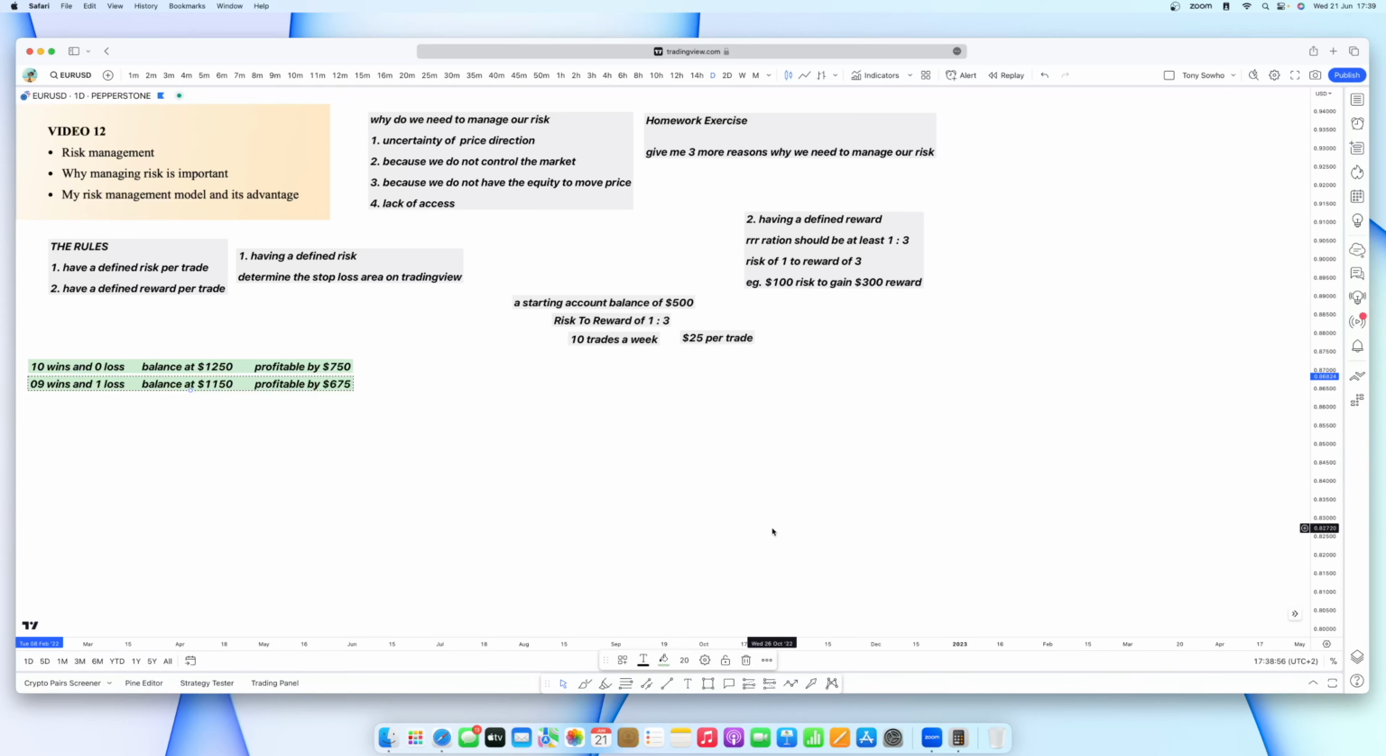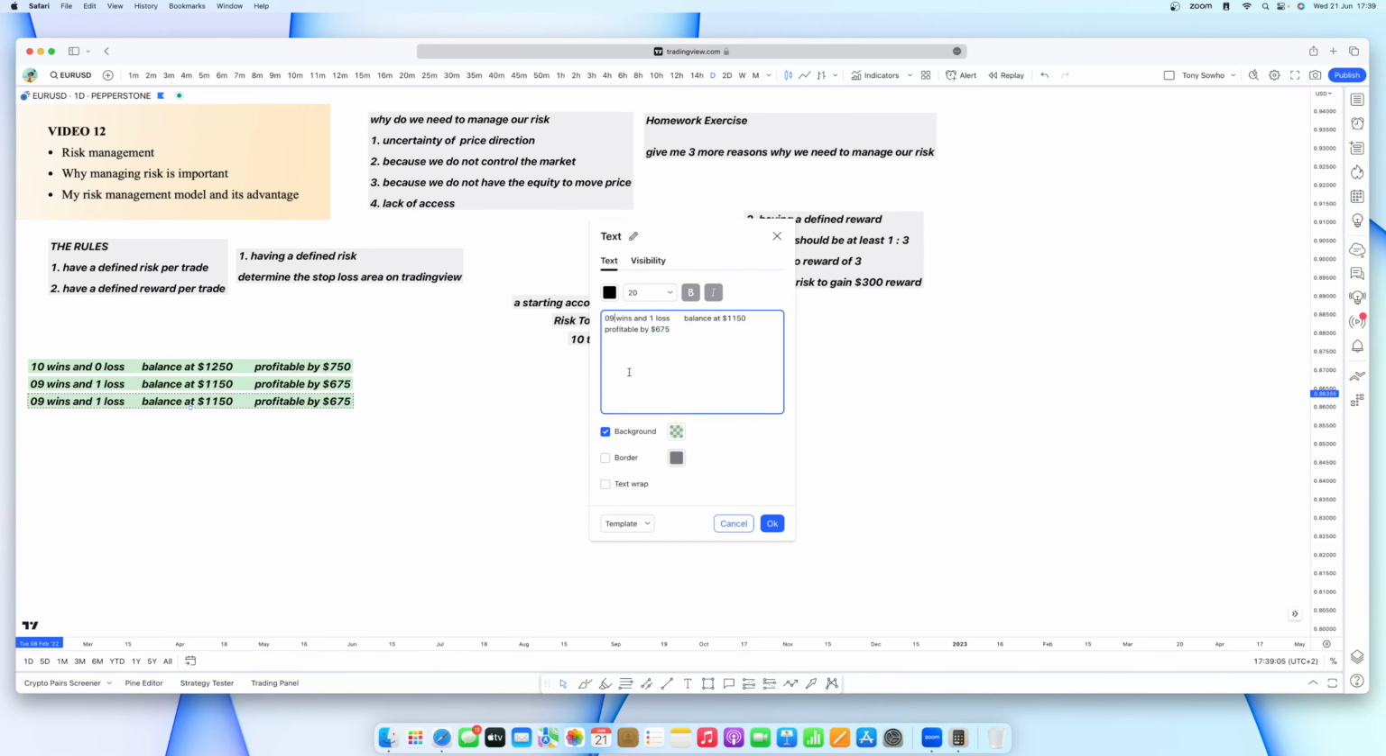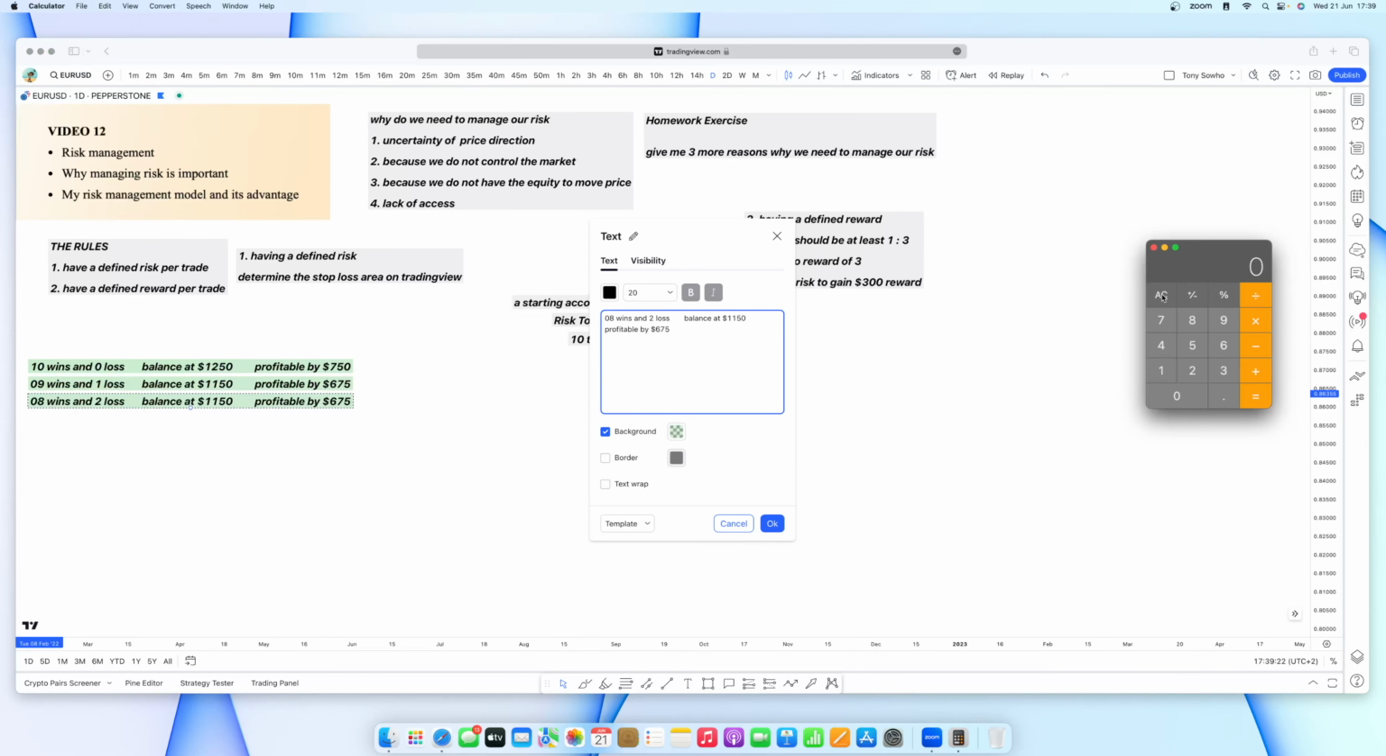Okay, now let's make it easier. Let's go again. Now we have the next one here. This is another scenario where you have 8 wins and 2 losses. So let's say at the end of the week, you couldn't get all the trades, you lost 2, and you made 8 wins. What's going to happen? If you lost 2 trades, remember one trade is $25, so that's $50 you've lost. Your account is going to be at a $450 balance.